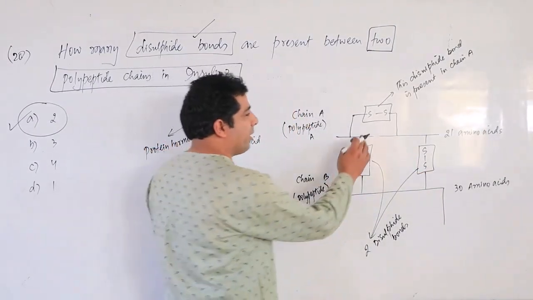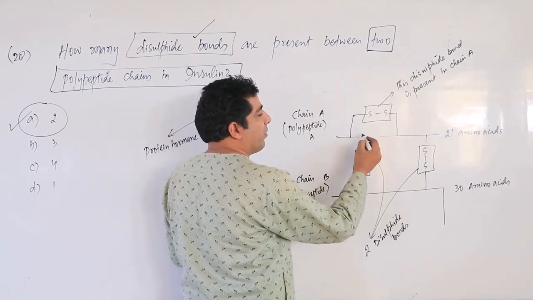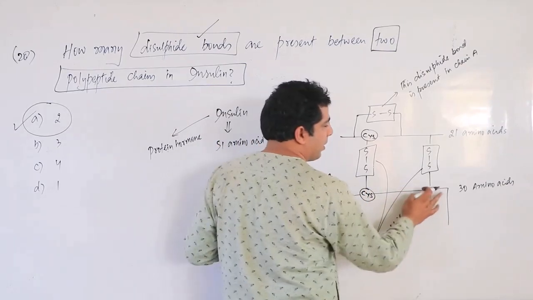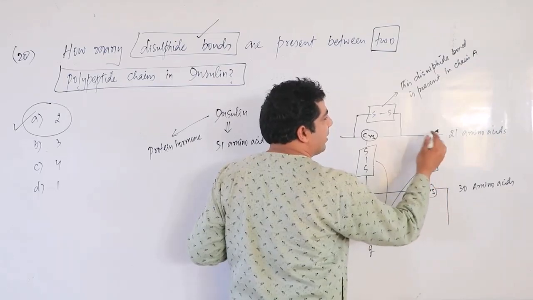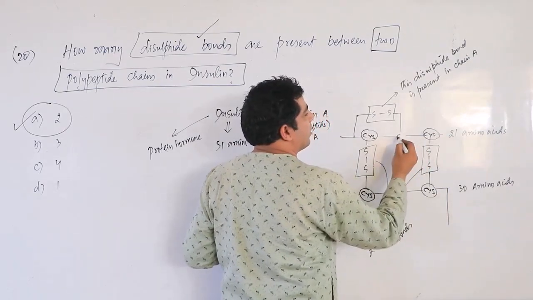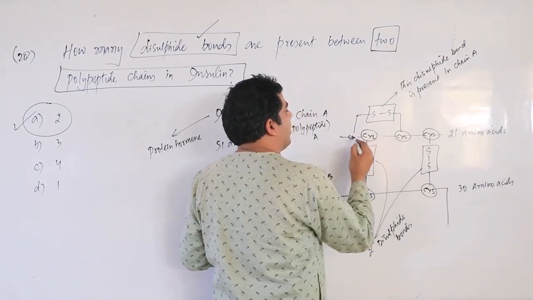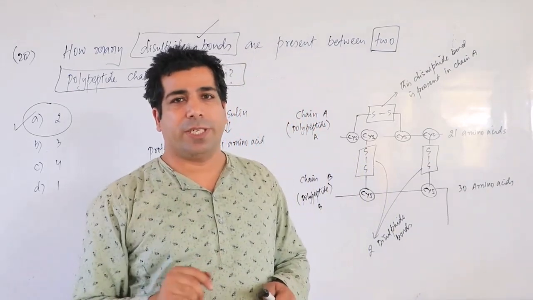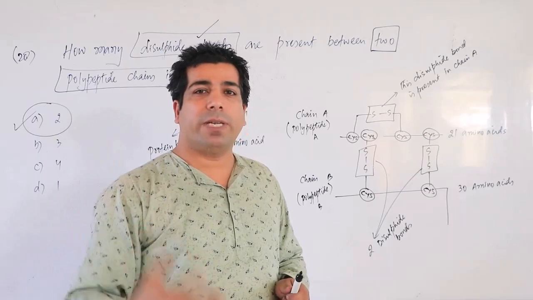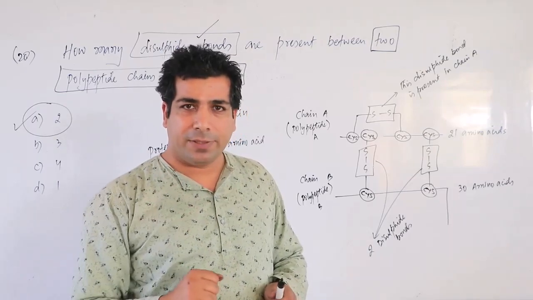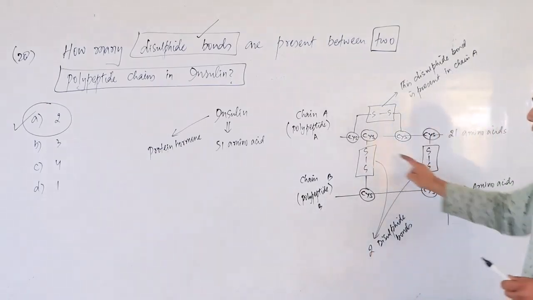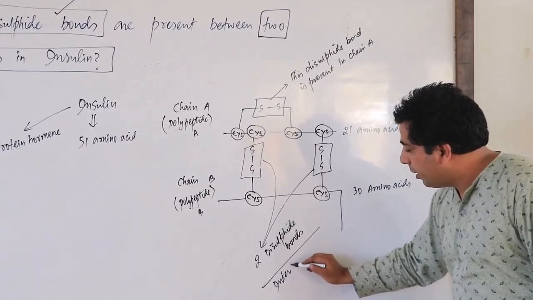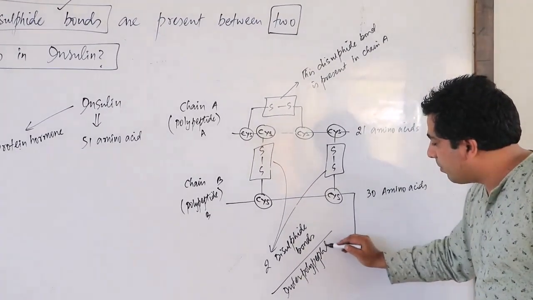Now I told you, if you remember, that these disulfide bonds are formed between cysteine amino acids. Cysteine and cysteine. So cysteine amino acids will make these disulfide bonds. In examination, if they ask you how many disulfide bonds are present between two polypeptide chains, two disulfide bonds. Total number of disulfide bonds in insulin are 3, correct? And these two disulfide bonds which you are looking at here between two polypeptide chains are called interpolypeptide disulfide bonds.